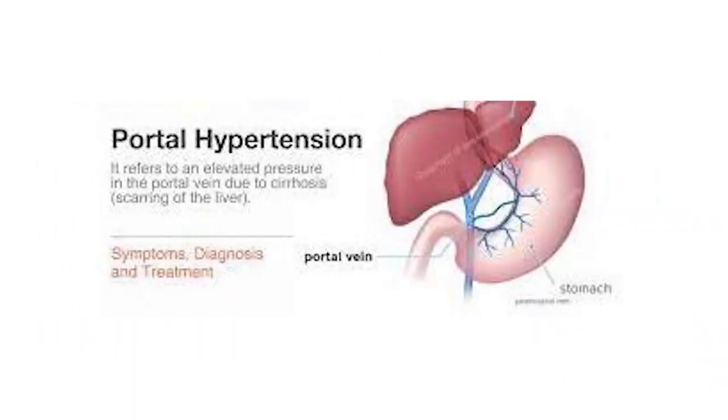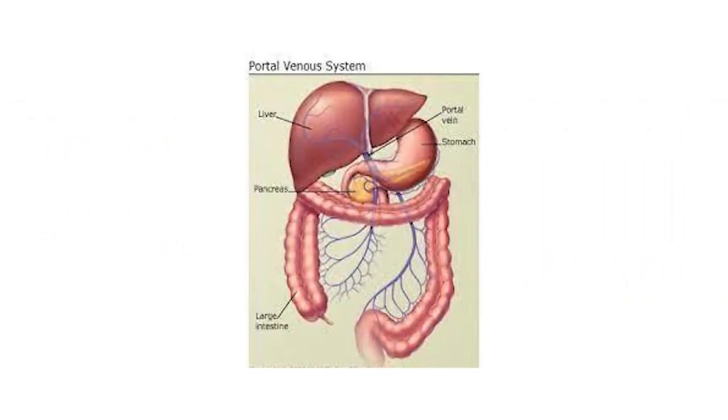On your screen you can see the diagram of portal hypertension. It refers to an elevated pressure in the portal vein due to cirrhosis of the liver. Another image showing the portal venous system, how the portal vein collects the blood from the large intestine and small intestine through the mesenteric veins, and from the stomach and spleen, and goes into the liver.